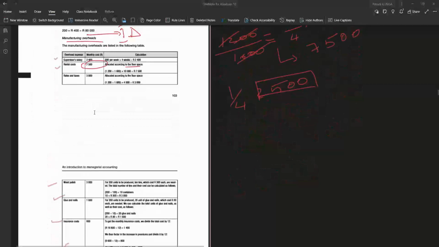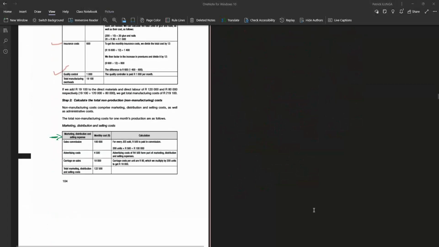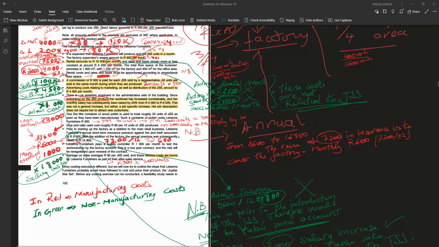So as you can see, as per our discussion, we had the sales commissions, we had the advertising cost, and the final one would be the final bullet point, which talks about carriage on sales. Carriage is not manufacturing, it's about taking the product and putting it in the hands of our customers. It has nothing whatsoever to do with the manufacturing, right? So we are told that it's 90 per GSS sold.